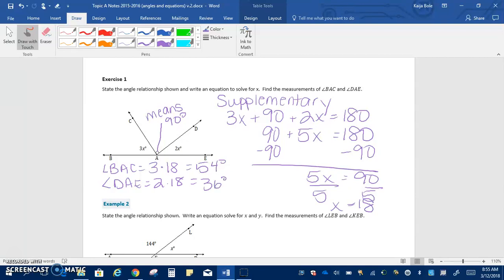Alright, so just because you get x doesn't mean you necessarily have the angles. Don't forget to go back and look.